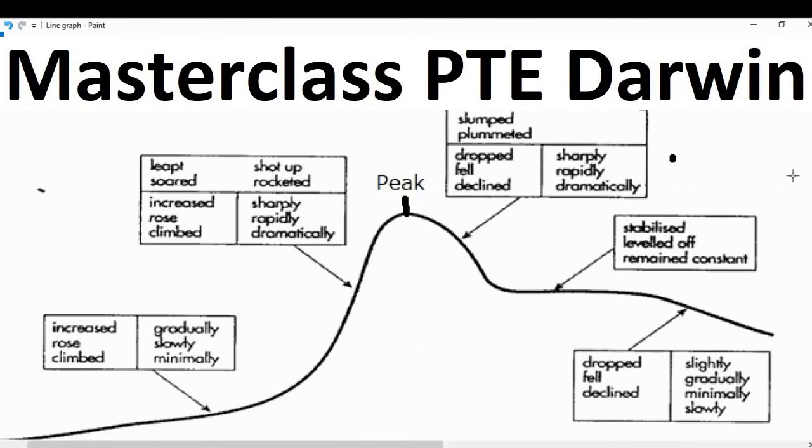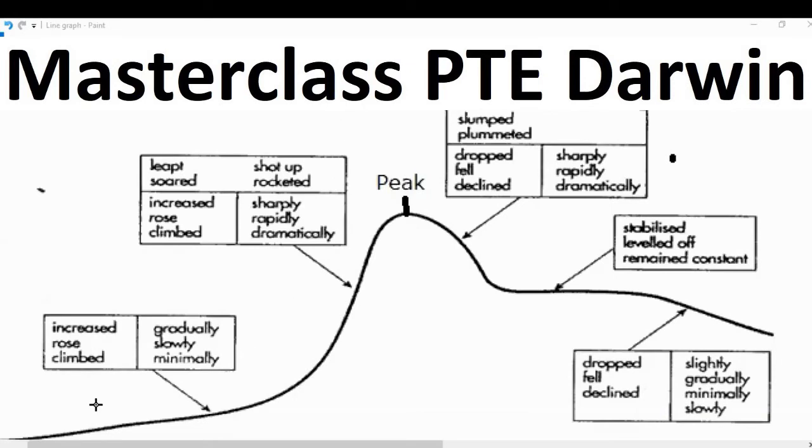Okay, so today we'll discuss line graphs. In a line graph, what happens? There are some events and then we describe them with certain words. So in a line graph you see some changes. If you look at this here, the changes are very little. This sort of change we describe by saying increased, rose or climbed.